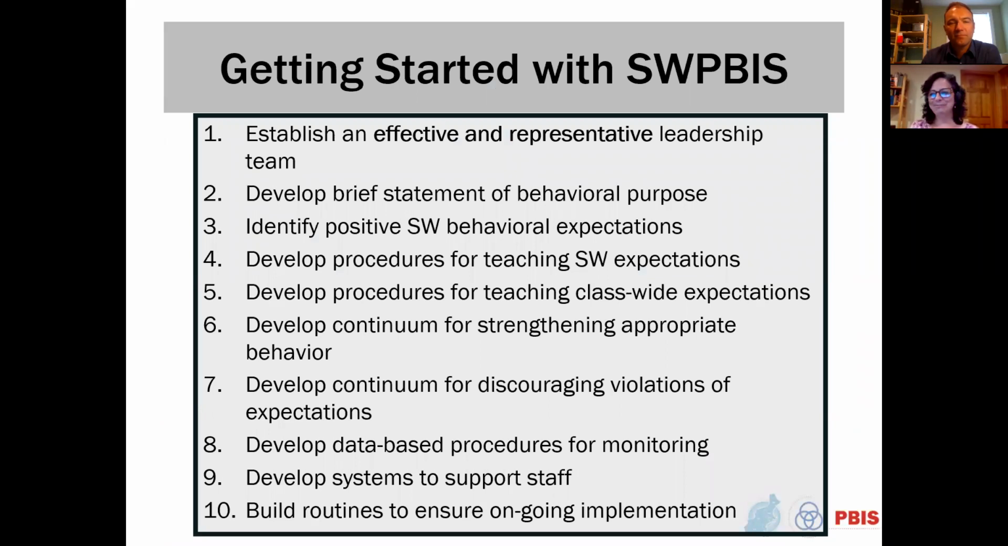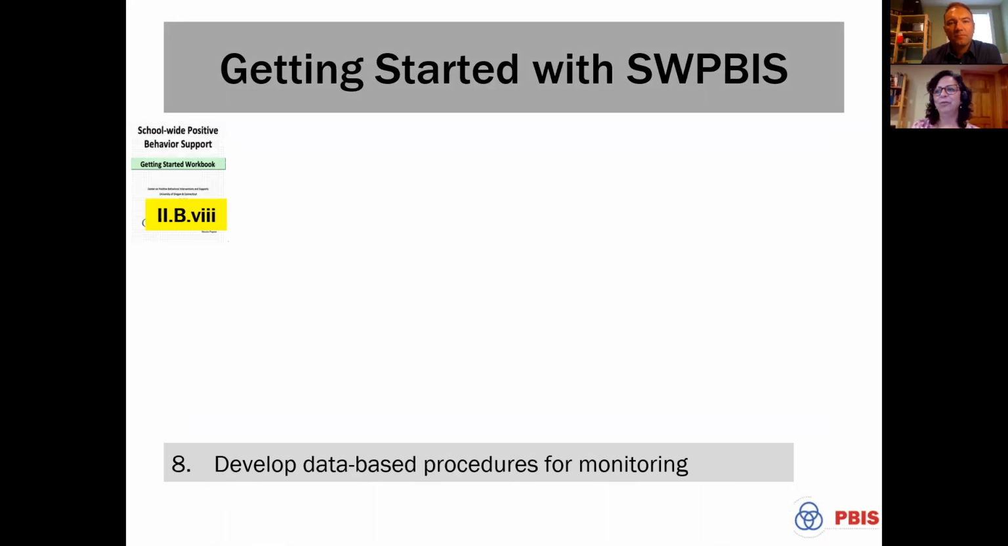So, as you remember, this is our roadmap for getting started with PBIS at the Tier 1 level. Hopefully by now you've had time to go through the first 7 steps. And today we're going to focus on developing database procedures for progress monitoring. So please take a moment to open your Getting Started workbook to section 2B8, and you may want to have your action plan handy to take some notes. You can also find some supporting documents on supporting resources in Appendix K.